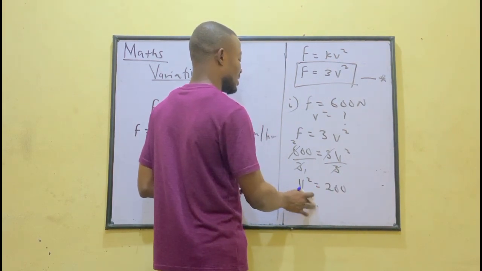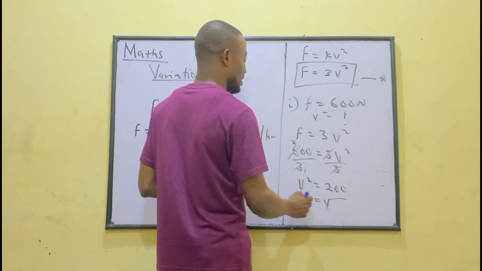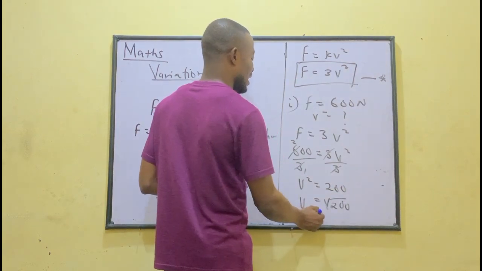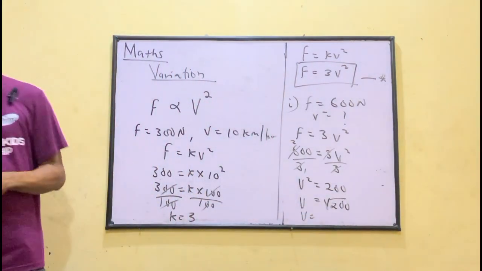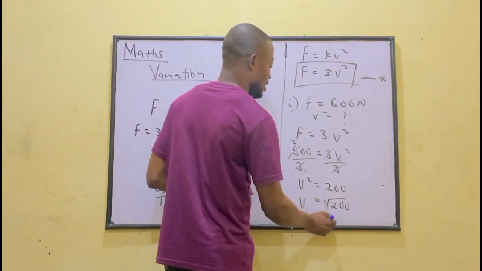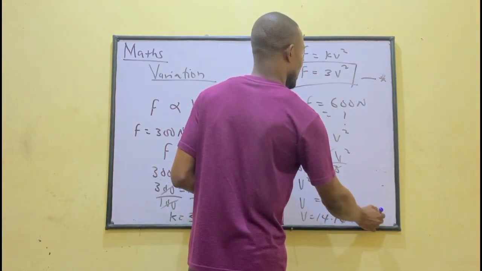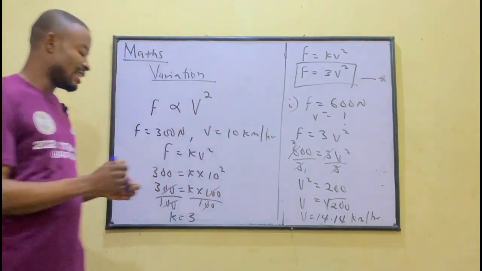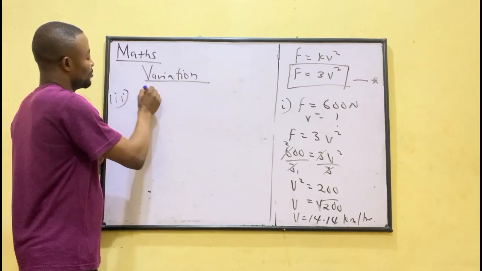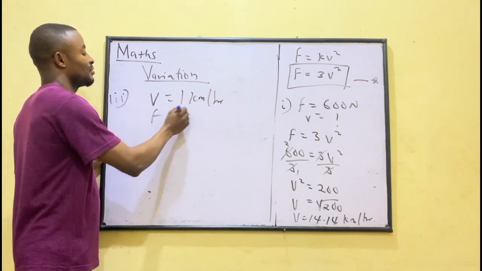So V squared is 200, so you need the square root of both sides. You end up having that V is equal to the square root of 200. So V here is equal to 14.14 kilometer per hour. All right, let's take the next part. V is equal to 1 kilometer per hour and F is unknown.